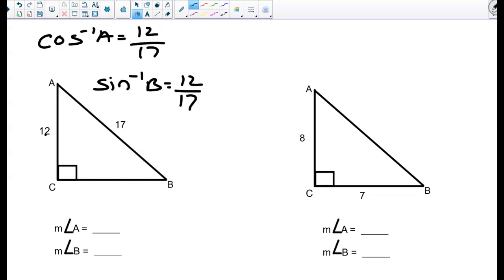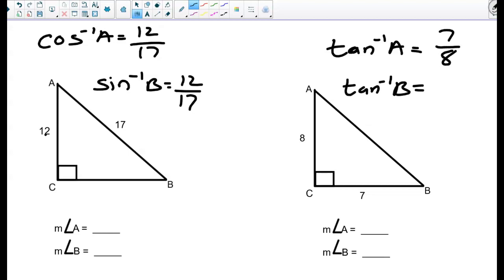The second one, when there's no hypotenuse, you're using tangent. So the tangent of A is opposite over adjacent, 7 over 8. The tangent of B is opposite over adjacent, 8 over 7.